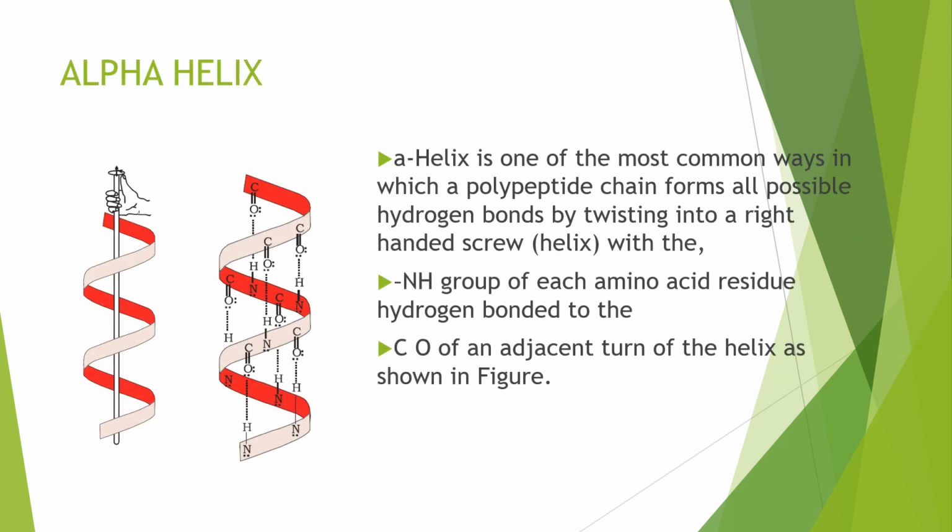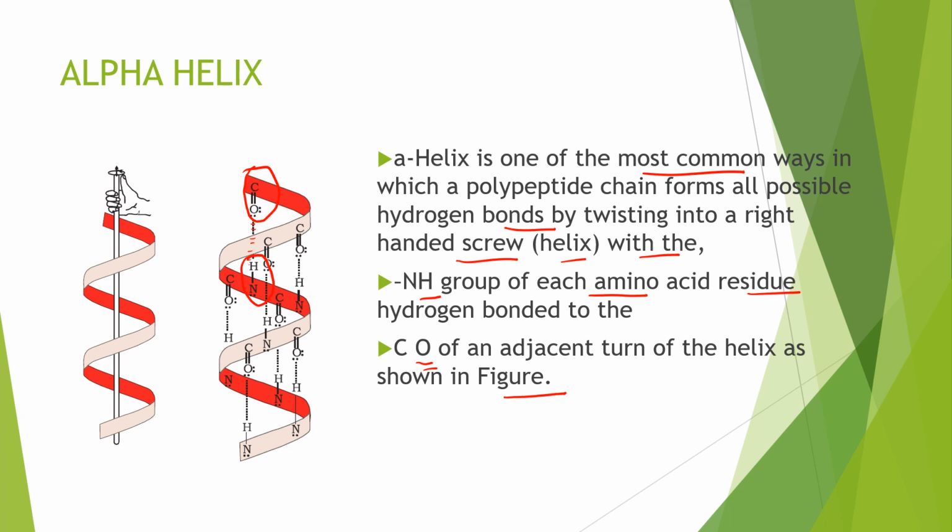So alpha helix is one of the most common ways in which a polypeptide chain forms all possible hydrogen bonds, by twisting into a right-handed circular helix with the NH group of each amino acid residue hydrogen bonded to the CO of an adjacent turn of the helix, as shown in the figure. I will explain this. This is the CO of one helix and this is the NH of one helix. So O and H form a hydrogen bond. So this is known as alpha helix.